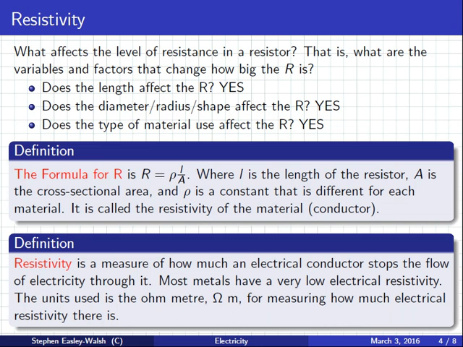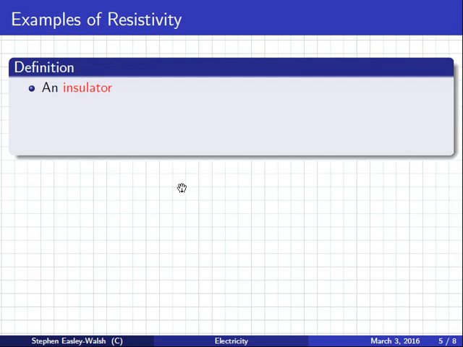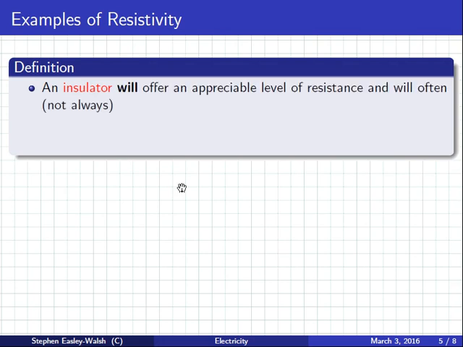Okay, so we'll continue now. So we kind of understand what an insulator is. An insulator is like a plastic, something like this. But if we try to be a bit more formal with the definition, we could say an insulator will offer an appreciable level of resistance. So what I mean is an insulator has some high level of resistance that we can notice. And this usually means it has a high level of resistivity.